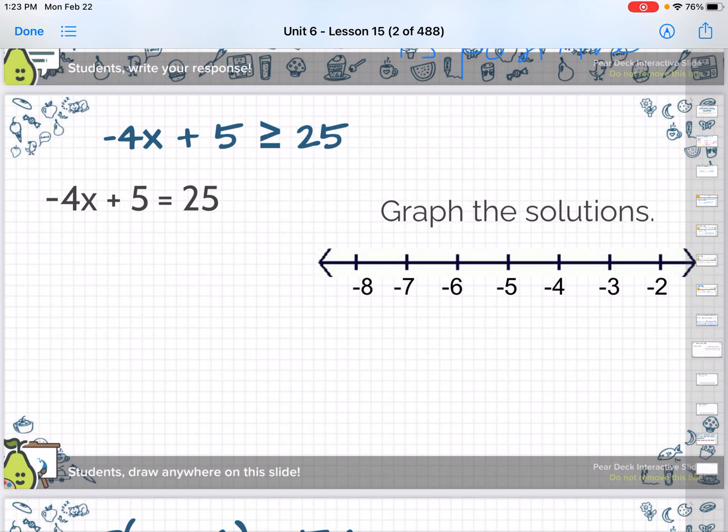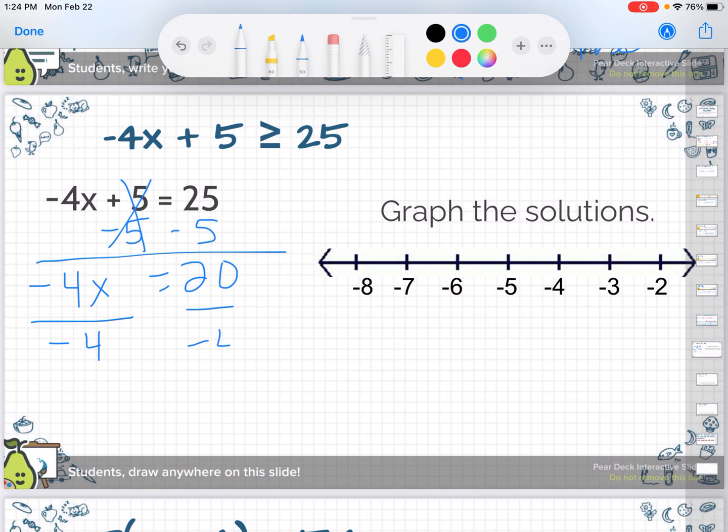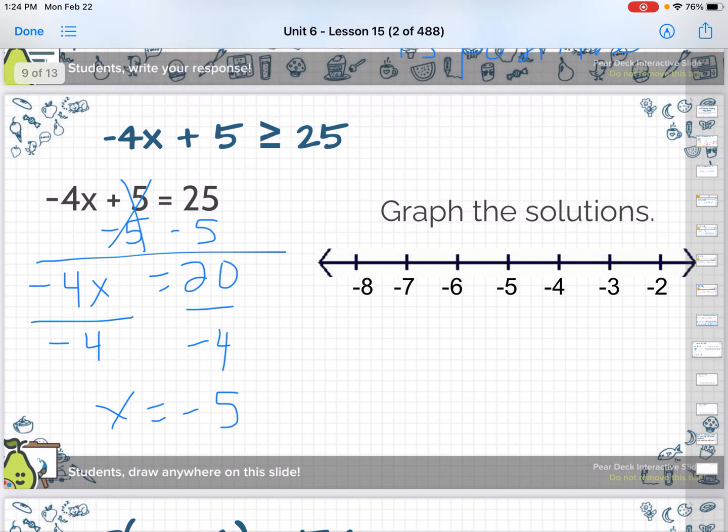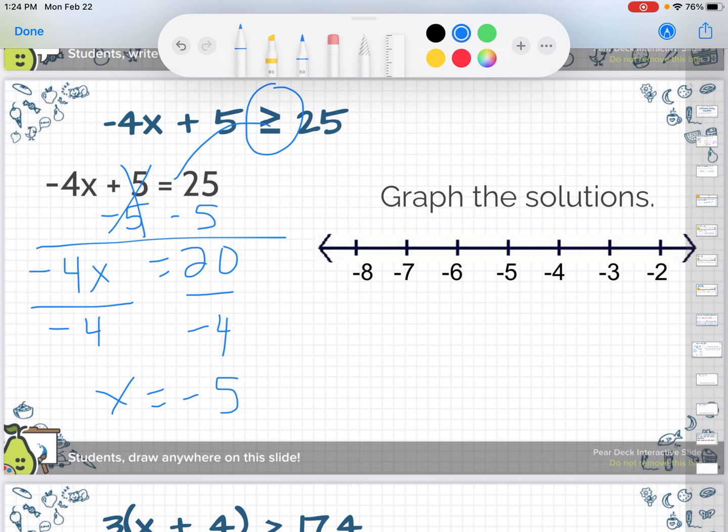Alright, so if I wanted to solve this one, I'm going to do it just like I would with an equation. I'm going to subtract 5 on each side. So I'm left with 20 equals negative 4x. So then I'm going to divide by negative 4 on each side. So x is equal to negative 5. Now I need to fix this part. So I know that I have to flip the direction of the inequality. So x is less than or equal to negative 5. So I'm going to have a closed dot, and I know x is less than or equal to negative 5.